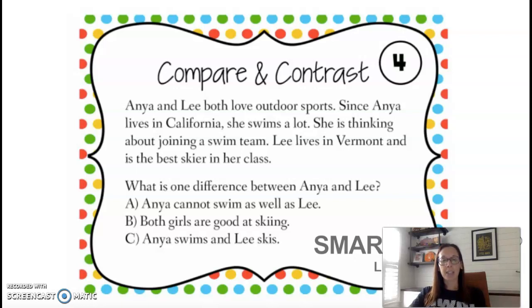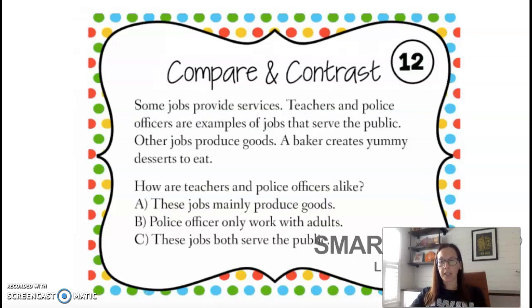A, Anya cannot swim as well as Lee. Well, it doesn't say that. It says that she likes to swim a lot. So we don't want A, so I'm mentally and visually going to cross that one off. B, both girls are good at skiing. It didn't say anything about Anya skiing. So I'm going to mentally and visually cross that one off. And C says Anya swims and Lee skis. It definitely said that up above in the sentences that I read, and those are differences. So C is the one that I would want and circle. Let's move on to the next slide.